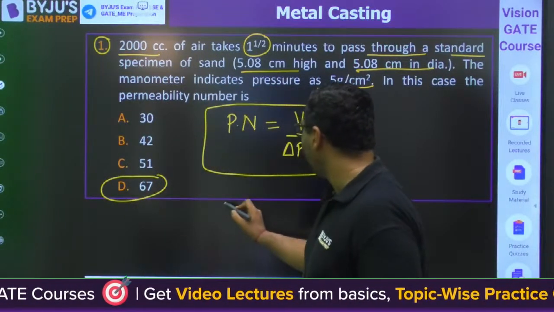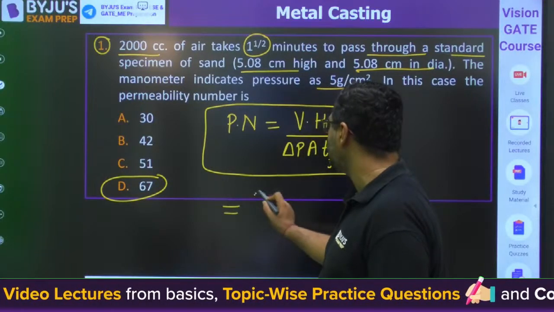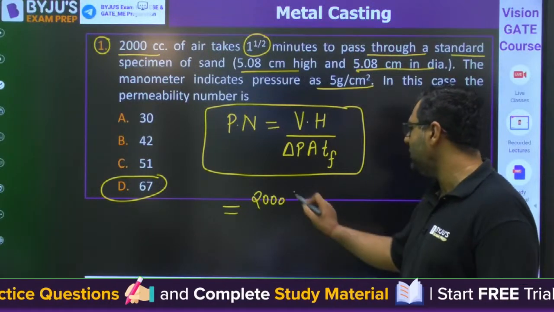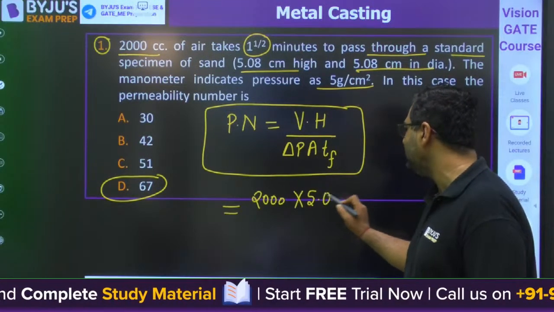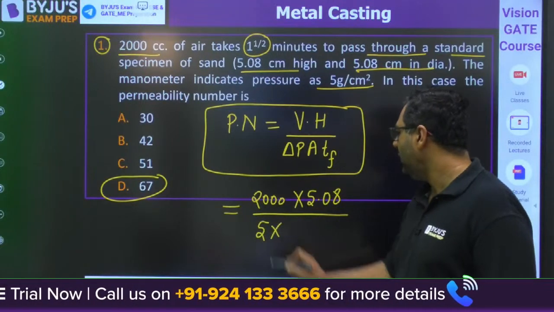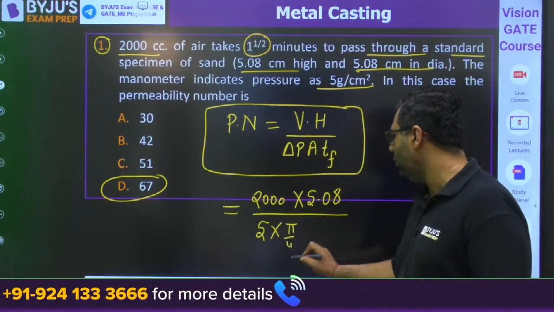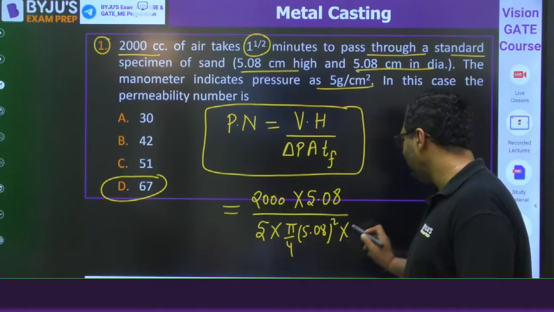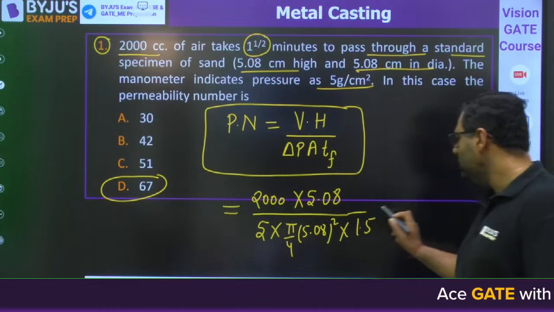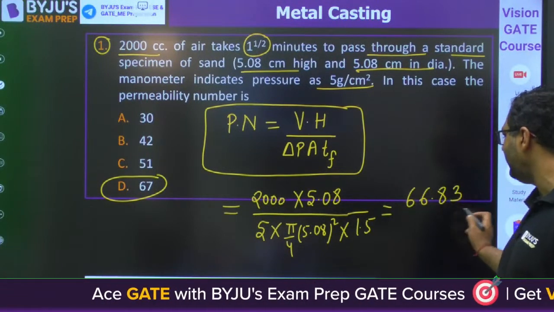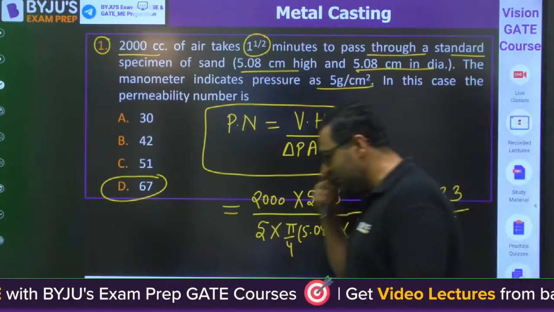So when you put in the values, volume is given as 2000, and the units are cubic centimeter. Height is 5.08 centimeters, divided by delta P, which is 5, and then area is pi by 4 into 5.08 squared, and into T_F, which is given as 1.5. So you will get 66.83, as Utkarsh gave the exact value. So the answer will be 67.